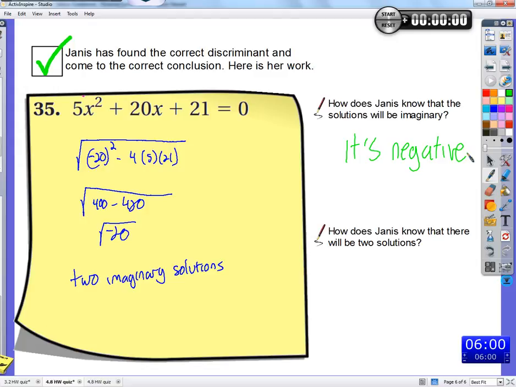And how does Genesis know that there will be two solutions? The square root is getting inside the formula as part of the formula. It has a plus or minus in front of it. So you would add it, you would subtract it to that other number in the numerator, and then divide by the denominator, and you would have two different solutions. And they would both be imaginary.